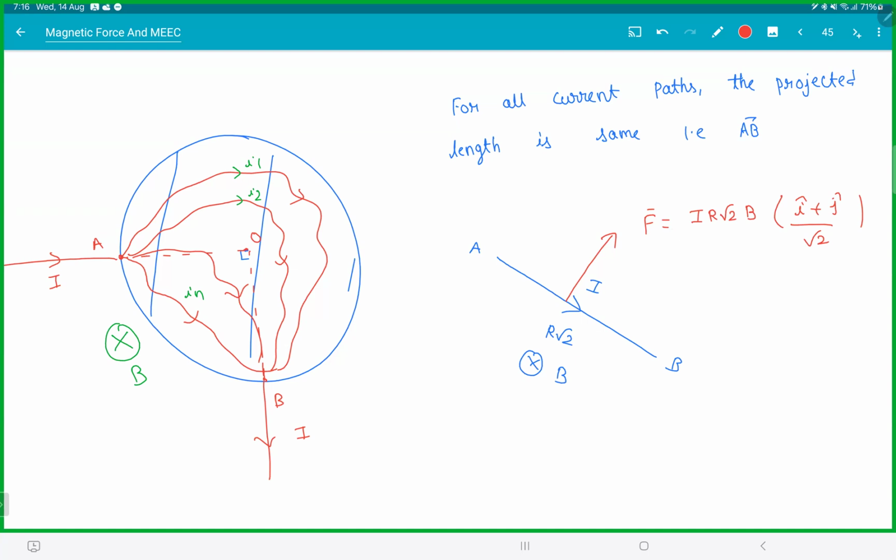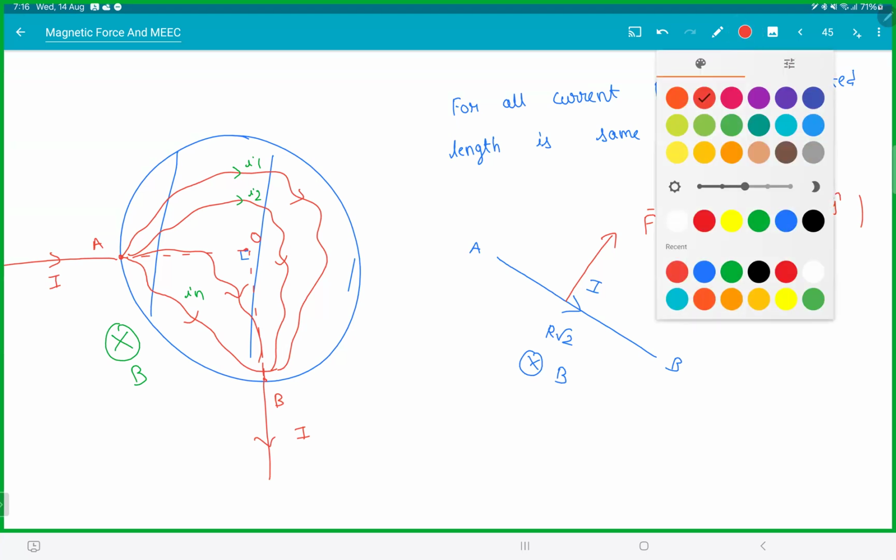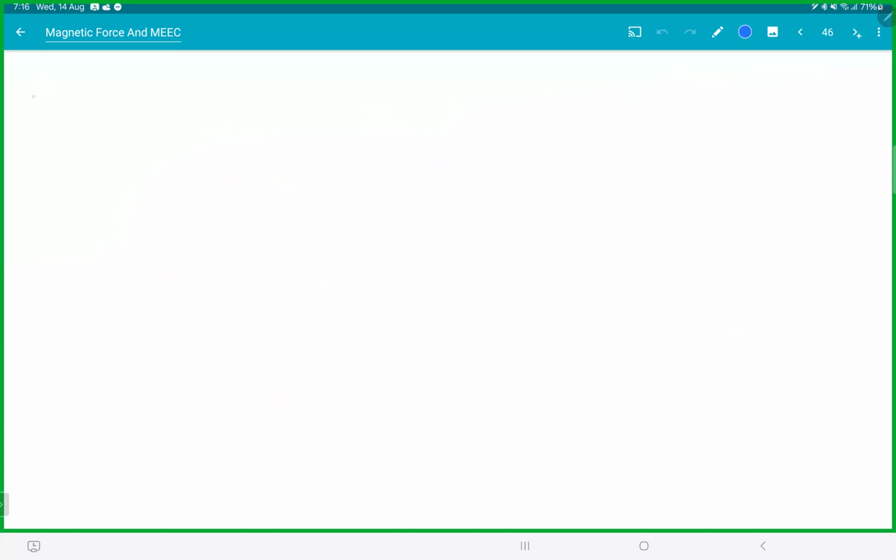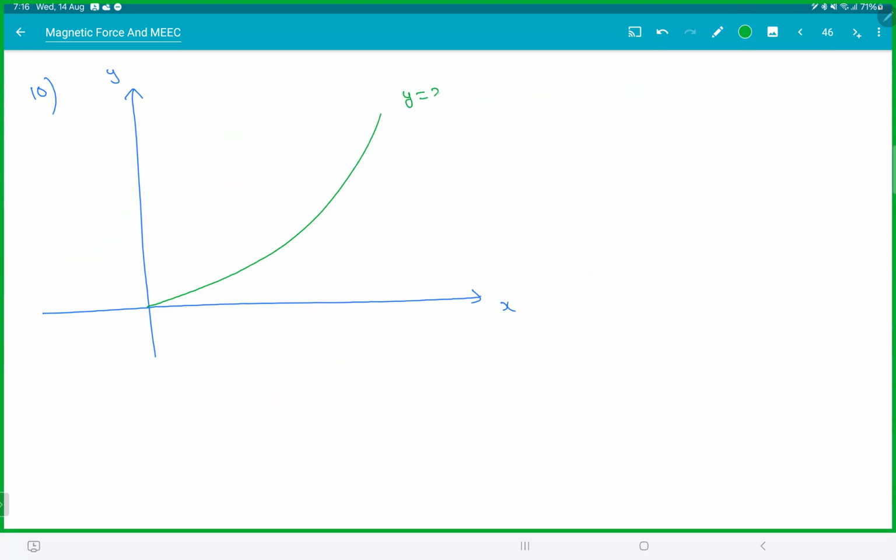Next one. We have a current wire, y is equal to x square. This is the wire. This wire is carrying a current I. And in the region, the magnetic field is given by B is equal to B naught x times minus K cap.